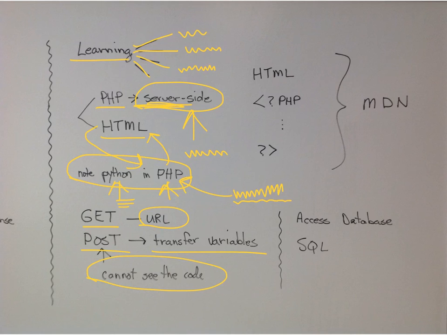Cannot see the code when we're doing the PHP. If you use a get, the passing of information is through a URL, so you will see it. Alright? Okay. Mozilla Development Network also has information dealing with this.